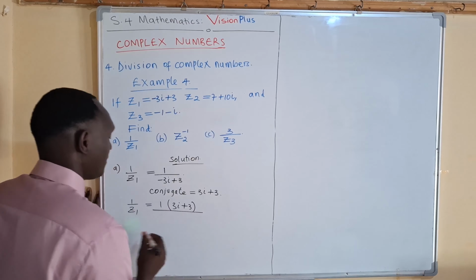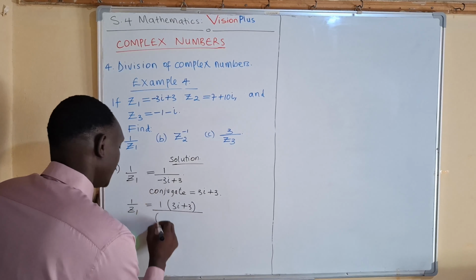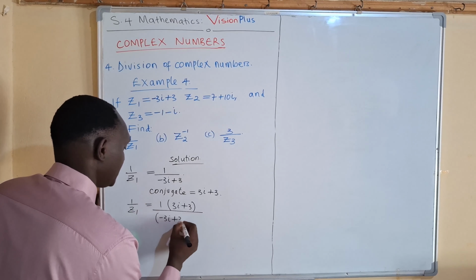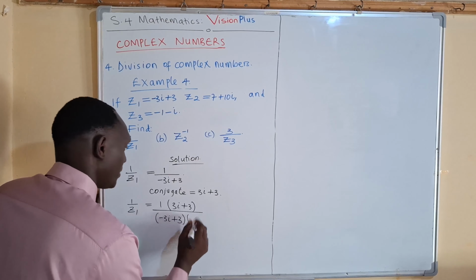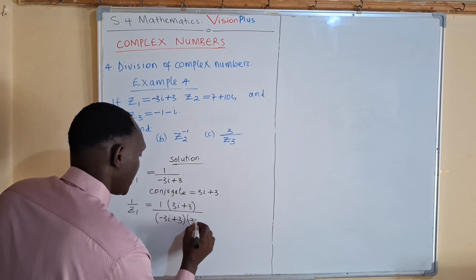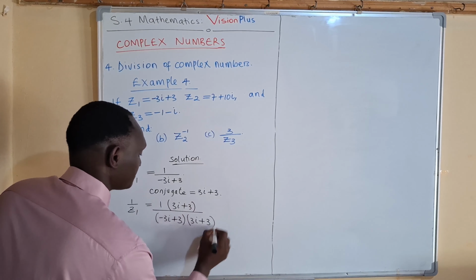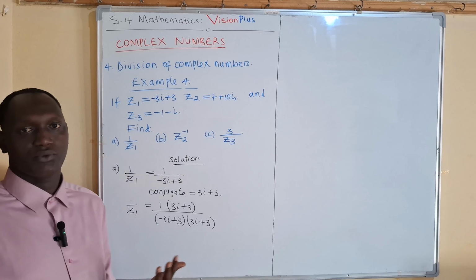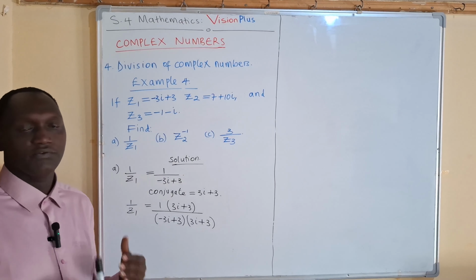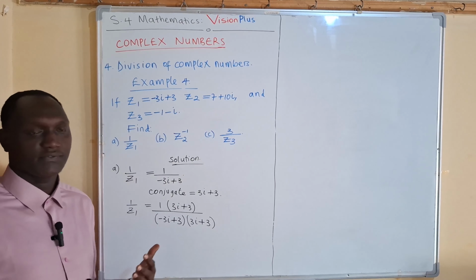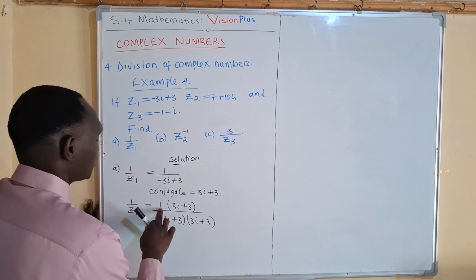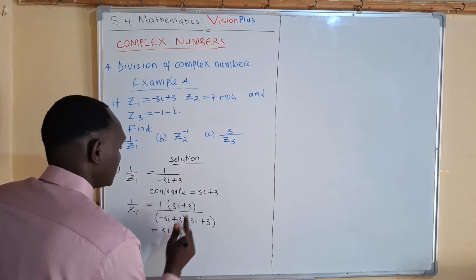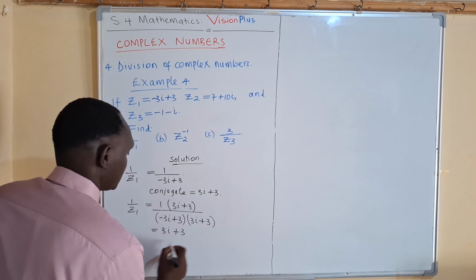And then we divide by the denominator times its conjugate. So here we shall have negative 3i plus 3, that is the denominator, but we are multiplying it by its conjugate, which is 3i plus 3. This way, you can be in position to proceed with our normal procedure of multiplication and simplification. So, what is 1 times 3i? It is simply 3i. What is 1 times 3? It is simply plus 3.